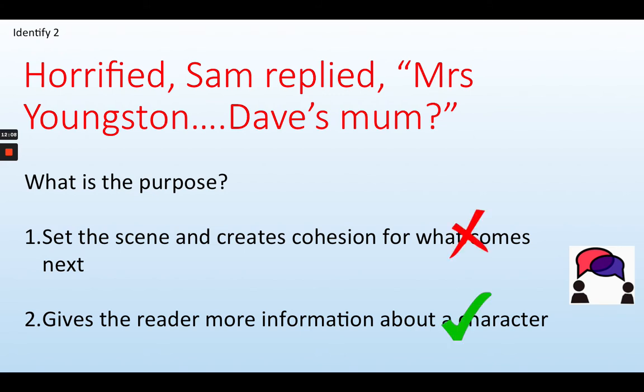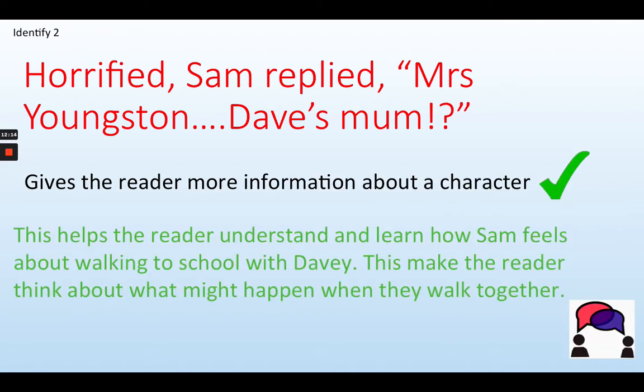If you said this piece of direct speech gives the reader more information, you are correct. This direct speech helps the reader understand and learn about how Sam feels about walking to school with Davy. It makes the reader think about what might happen when they walk to school together.